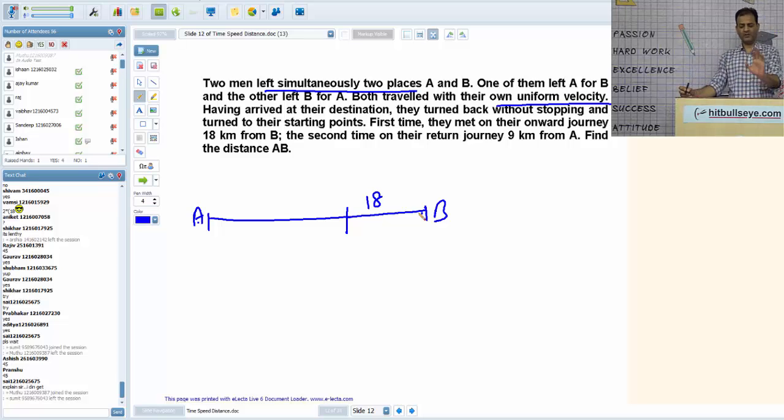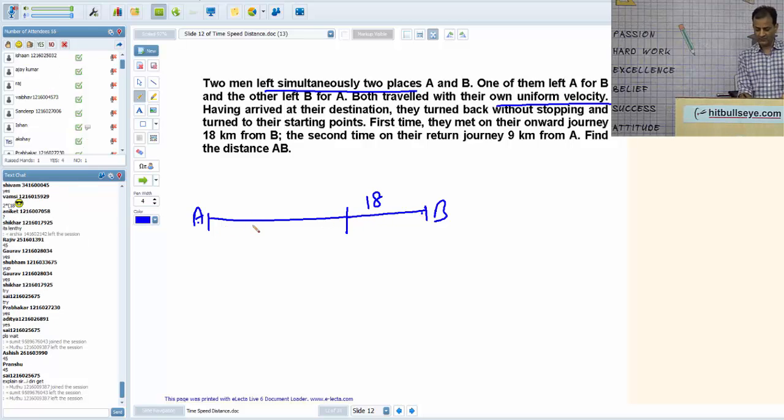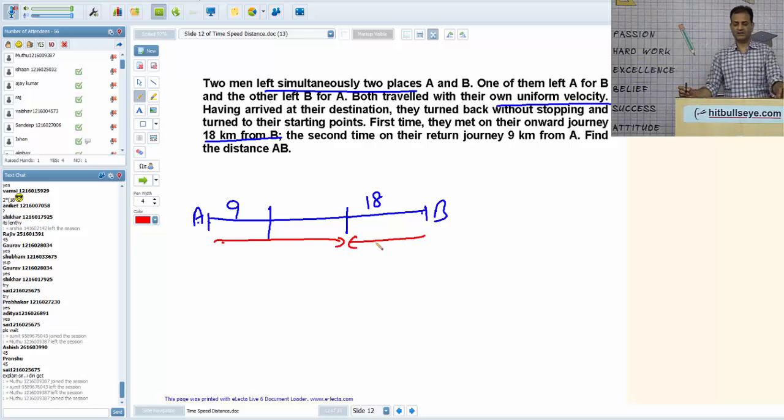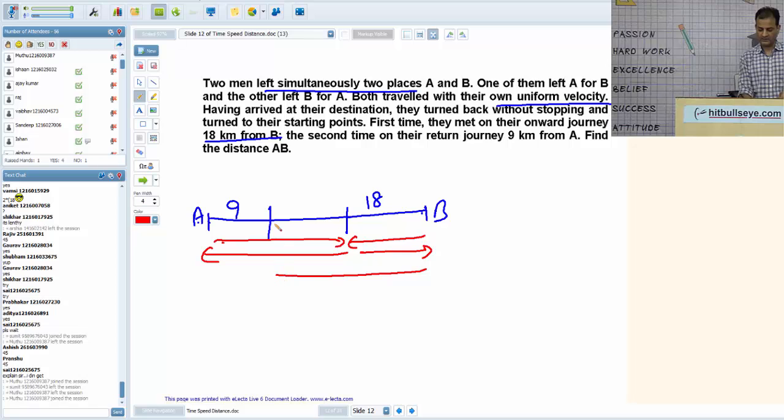Clear? Right now I am making the equation. After that I will tell you straightaway how you can do it. That means first time they are meeting 18 km from B. The second time, on the return journey, they meet 9 km from A. Now see, the total distance covered here is: first time A will cover this much, B will cover this. This is one distance they have covered. After that A will go there, B will go there, then they will return back. And this is the second meeting. So total distance covered is 3: 1, 2, 3.